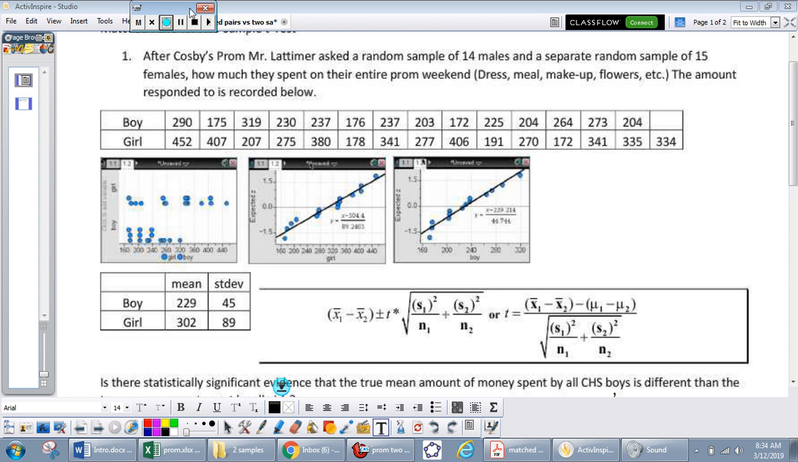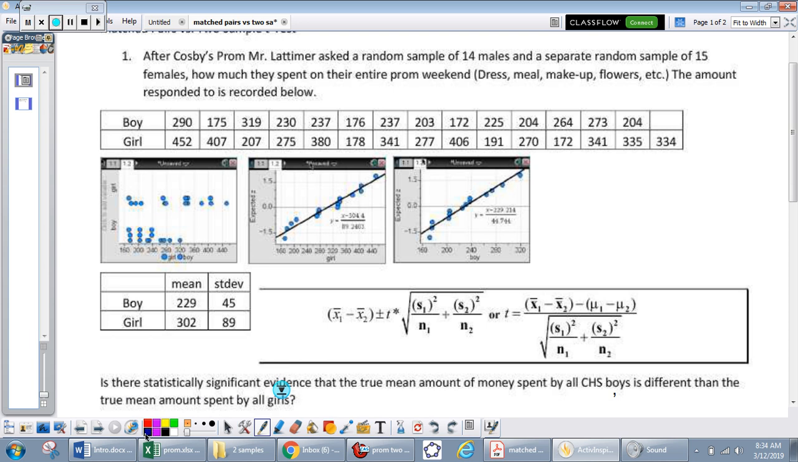Okay, so for this example, I took a sample of 14 males and a separate random sample of 15 females from Cosby High School. I asked them how much they spent on prom weekend: dress, meals, makeup, flowers, etc. The amounts reported are recorded below. So we've got a separate random sample of boys and a separate random sample of girls. That's the first part that we need to take a look at.